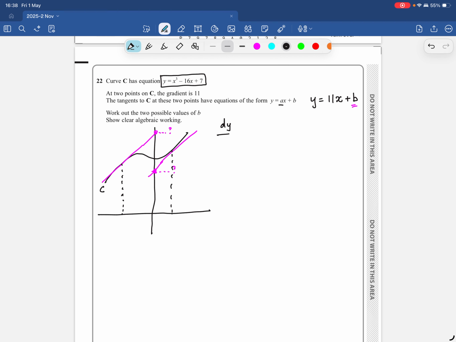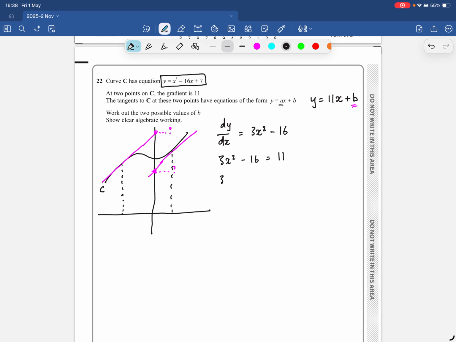All right, so let's differentiate. dy by dx equals 3x squared minus 16. And we want to solve for 3x squared minus 16 equals 11, because we're looking for the points where that gradient is 11, remembering that dy by dx gives us the gradient function.